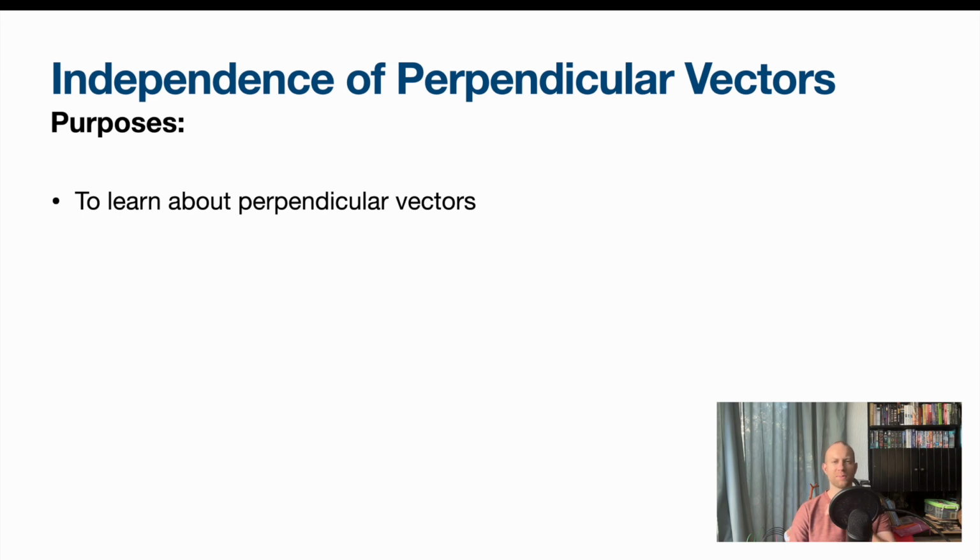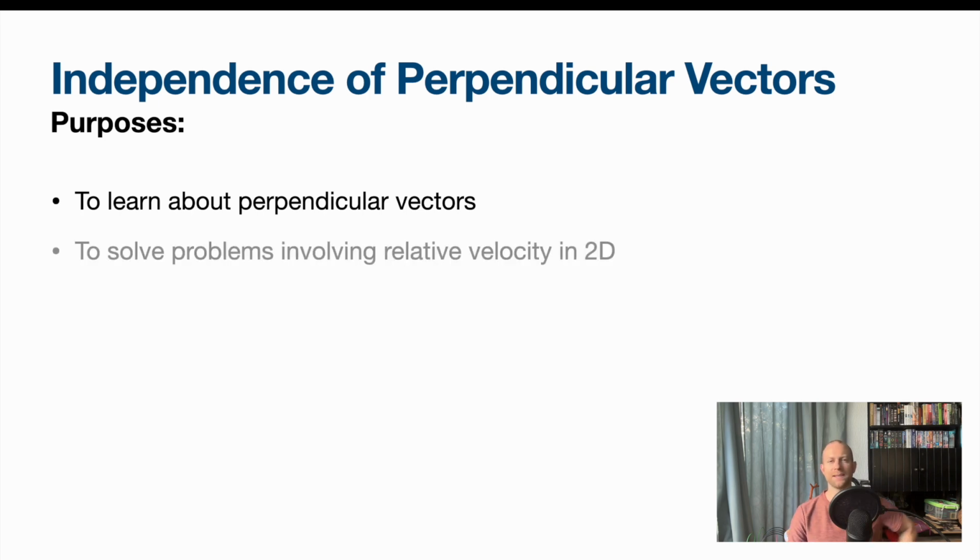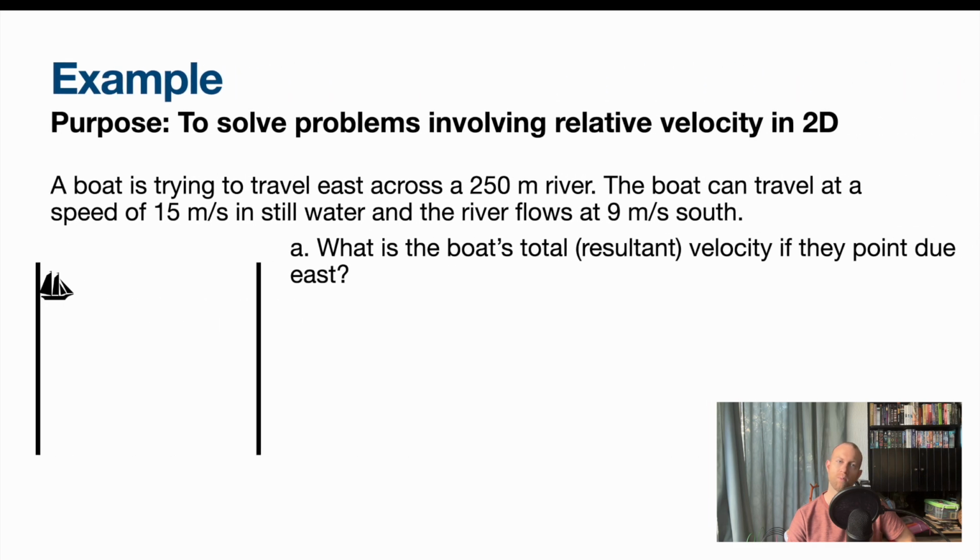All right, we're going to learn about perpendicular vectors today and how to solve some problems in 2D. Here we go. For example, we've got a boat trying to travel east across a 250-meter river. The boat can travel at a speed of 15 meters per second in still water, and the river flows at 9 meters per second south. We want to know, first of all, what is the boat's total, meaning resultant. Total is resultant. Those two can be interchanged. The total velocity if they point due east, meaning they go straight across instead of at an angle.